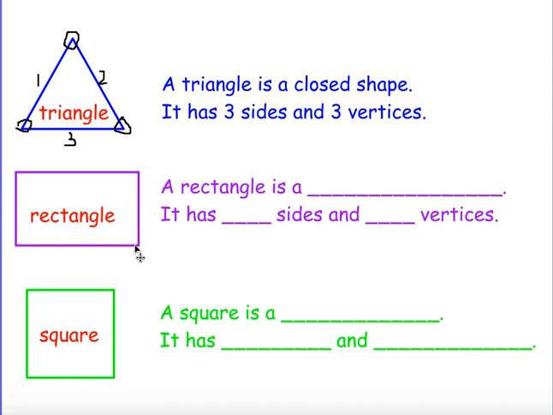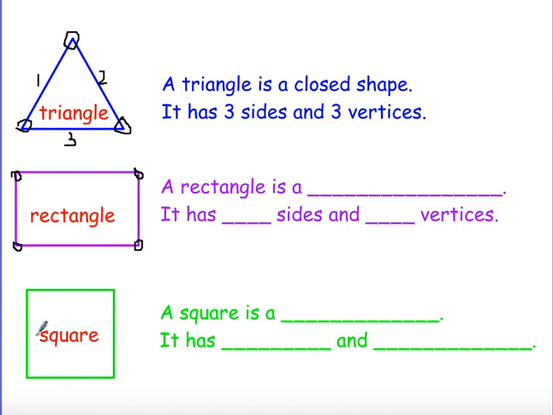A rectangle has straight lines too to make it a closed shape, right? So a rectangle is also a closed shape. Okay, how many sides does it have? 1, 2, 3, 4. 4 sides, and how many vertices? 1, 2, 3, 4. And I can use my little dots. I can circle those little vertices here to make sure that I'm counting right. 4 vertices. 4 sides, 4 vertices.